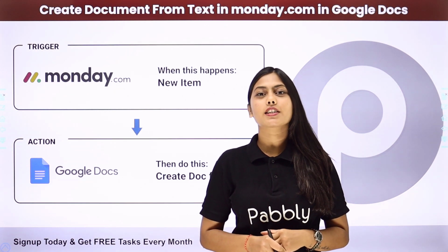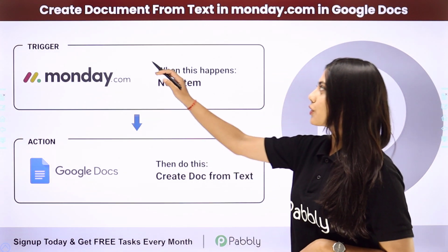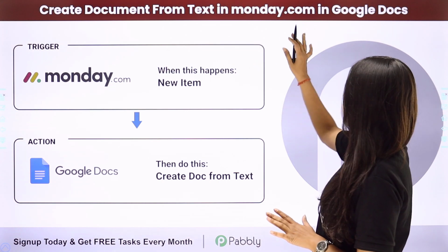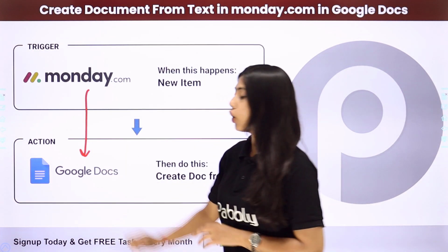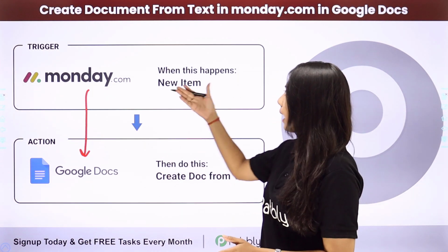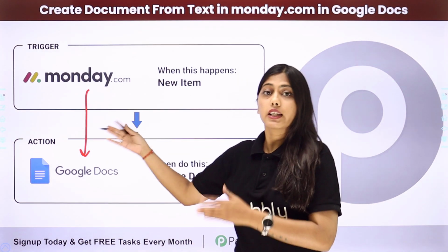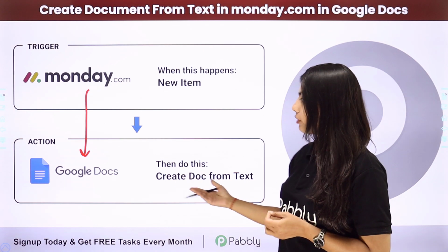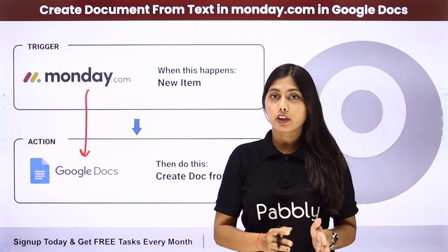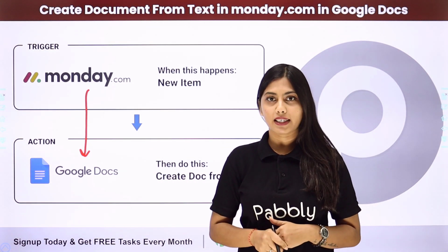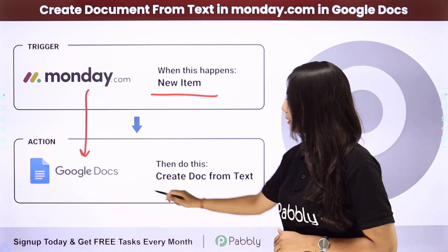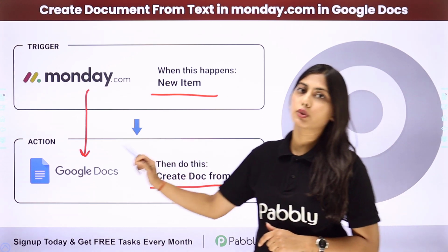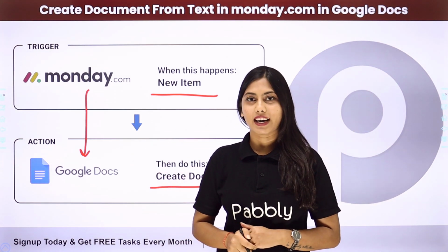Hello everyone, so in this video we are going to learn how to create a document from text in monday.com in Google Docs, which means that we will integrate monday.com and Google Docs in such a way that whenever a new item is created in monday.com, then using that text a document will be created in Google Docs. So in this automation that we are going to create using Pabbly Connect, our trigger will be the new item in monday.com and our action will be to create new doc from text in Google Docs. Let us learn how to do that.